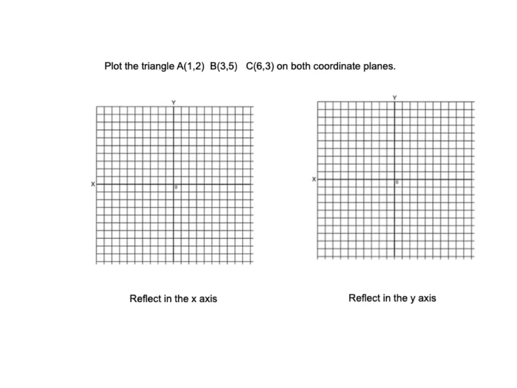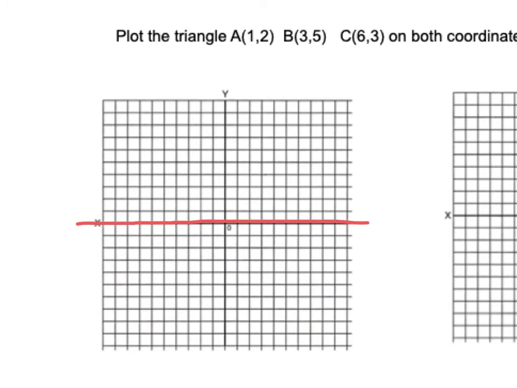Okay, so we are going to practice doing this a couple times here. This is in the x-axis, but before you ever start, make sure you know what you're reflecting across. So this one is in the x-axis, so the first thing I'm going to do is highlight my x-axis. Then I'm going to plot my original 3 points, A, B, and C. A is at 1, 2. B is at 3, 5. And C is at 6, 3.